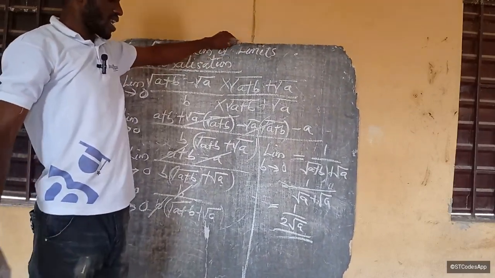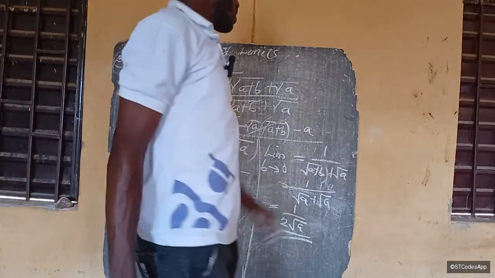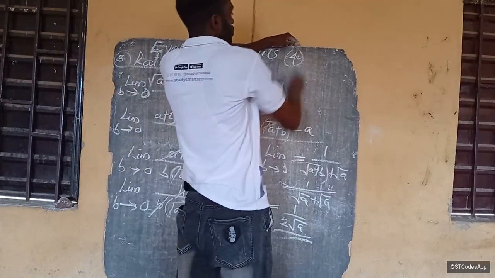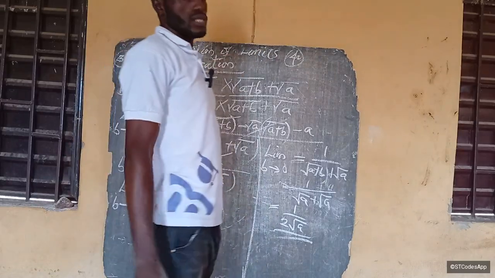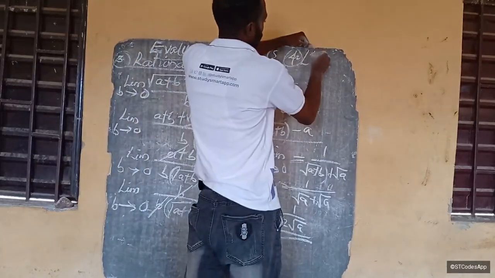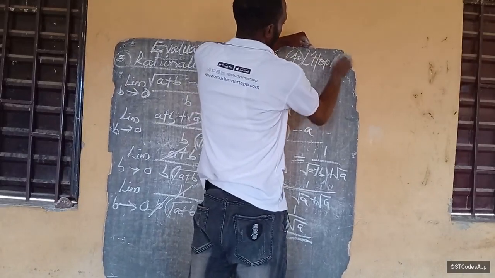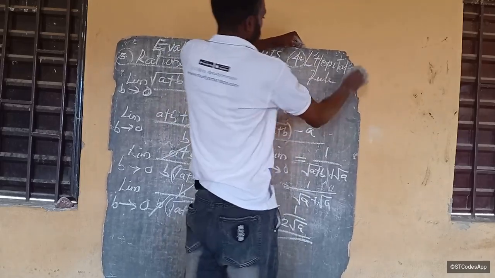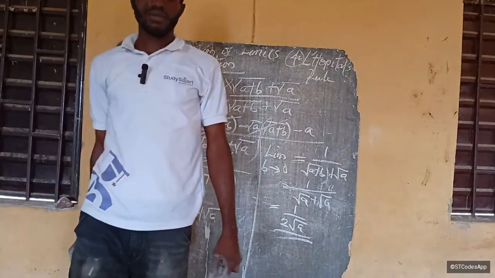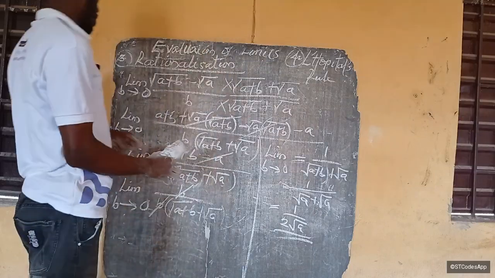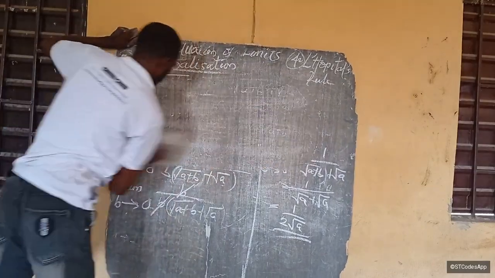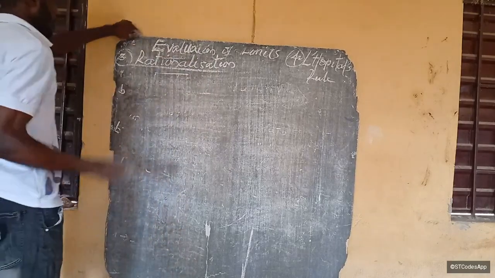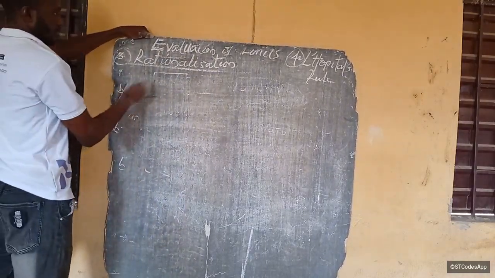Alright, in the next video, I'm going to be using the L'Hopital's rule, which is the fourth technique of evaluating limits. We call it the L'Hopital's rule, or L'Hopital. Okay, I could just show you what it's about. So the L'Hopital's rule now.